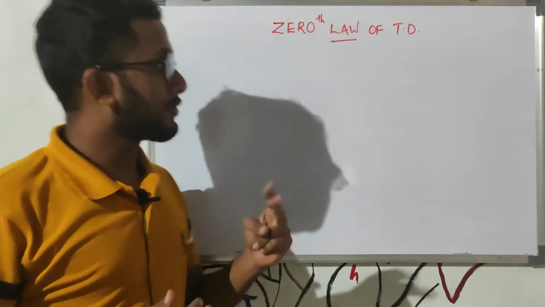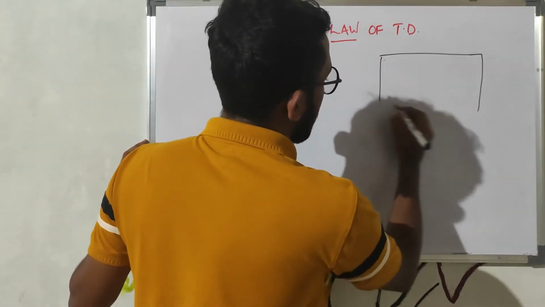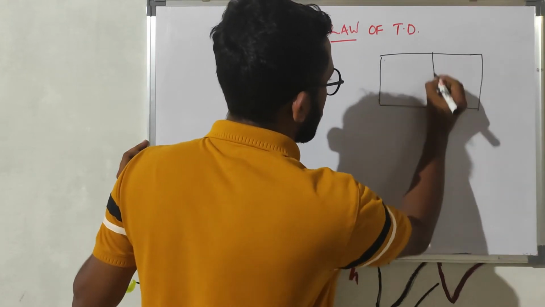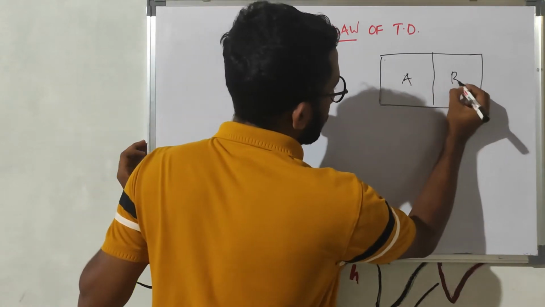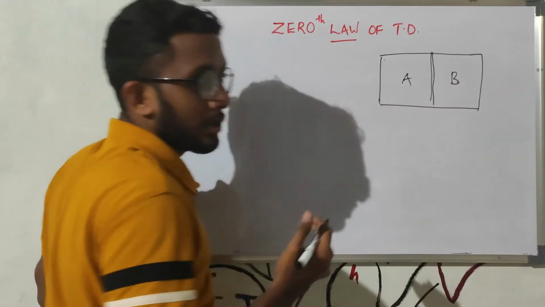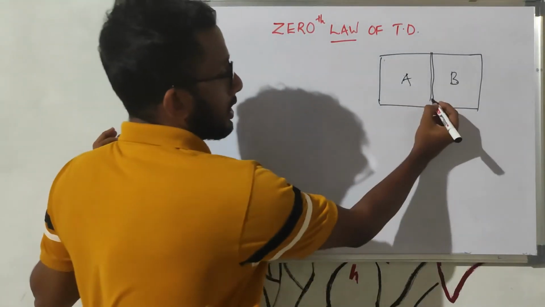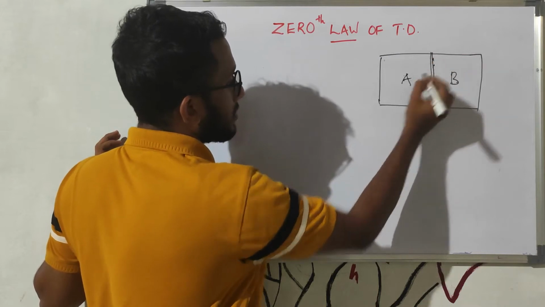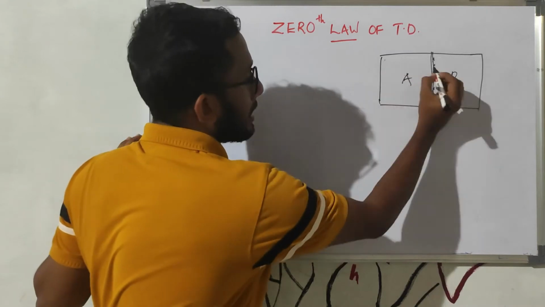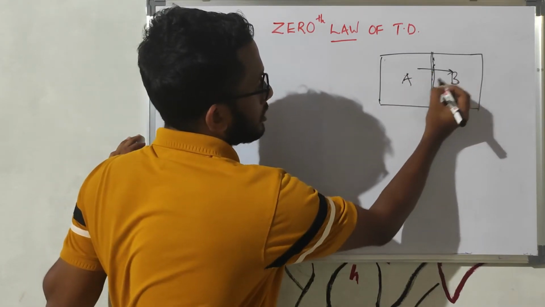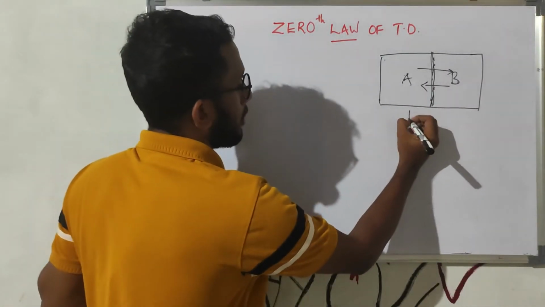Firstly, we can consider two systems connected with one wall. System 1 is called A, and system 2 is B. The wall is not insulated, so heat can be transferred. So heat will be transferred continuously from A to B or B to A. Finally it will reach a position called thermal equilibrium.